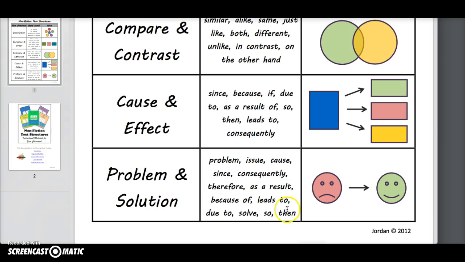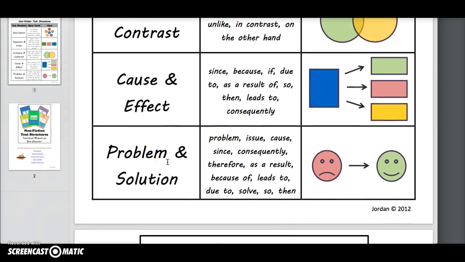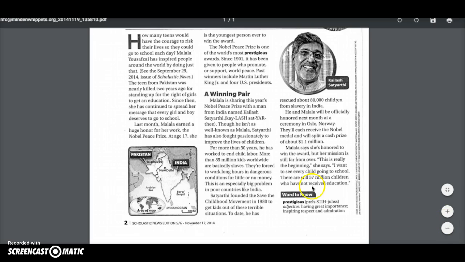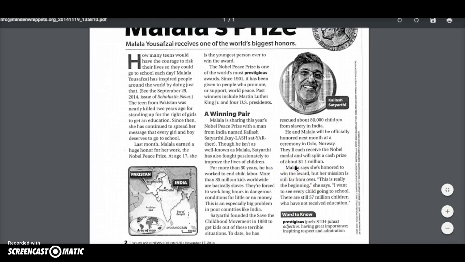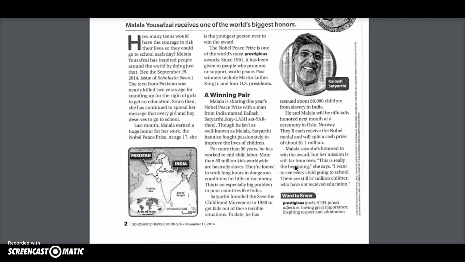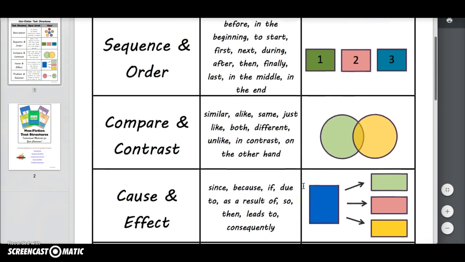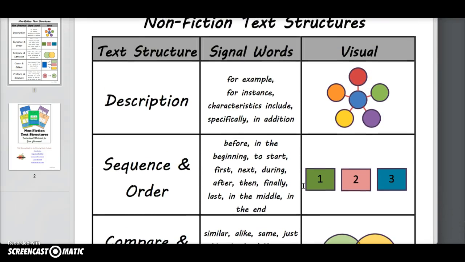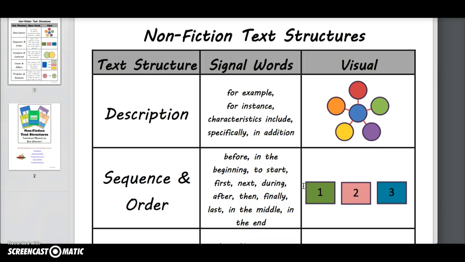The last one is problem and solution, and this is where my author organizes the information so that a problem is presented and a solution is given. When I look at this article, I see that my author is telling me about them winning this prize, and that to me seems like a very good thing. I don't really see that there's a problem here and that it's being solved. I think both Malala and the other man are trying to solve problems with the work that they're doing, but this article doesn't seem focused on finding a problem and solving it. So when I look back at the different text structures, I really do think that this article is description, because it's describing the two people who are winning the Nobel Peace Prize.